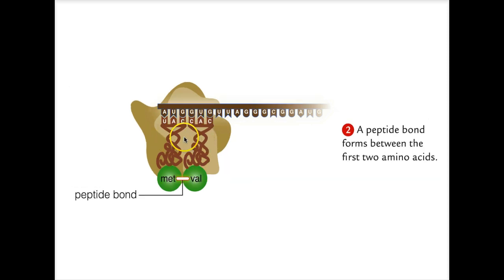Now that they're bound right next to each other, a peptide bond can form between the two adjacent amino acids. Because remember, our goal is to make a polypeptide chain, which is made out of amino acids held together through peptide bonds.